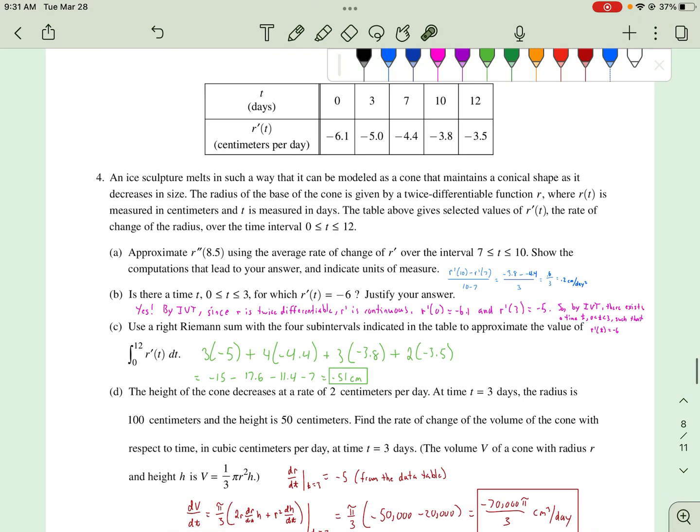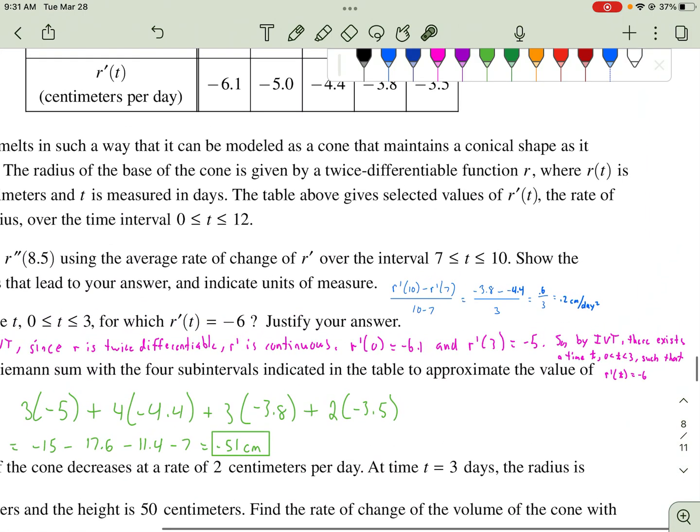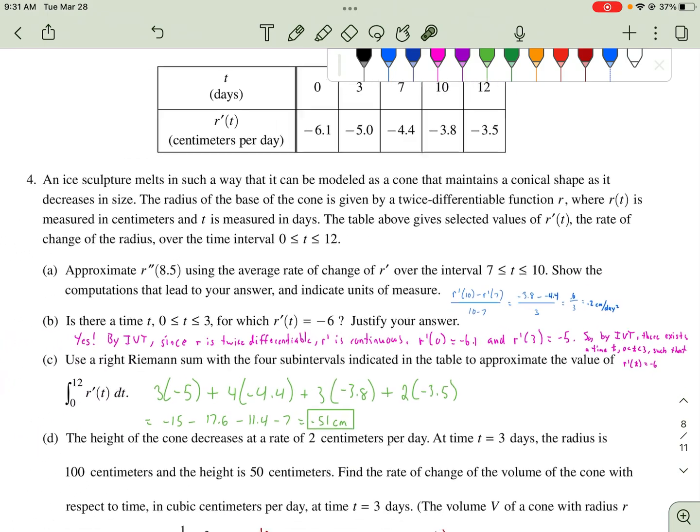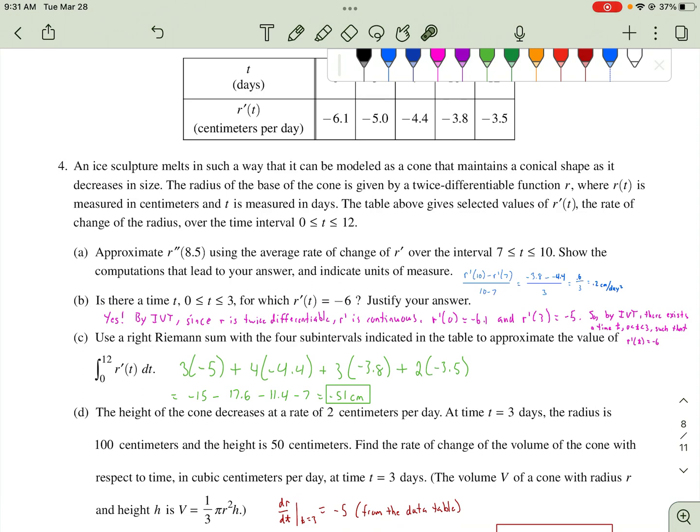All right, we have an ice sculpture melting here. It says approximate r double prime of 8.5. So to approximate, that's the slope of r prime. So to approximate slope at a point, you can find the slope between 2 points. So since it's at 8.5, find the slope between 7 and 10. And so that is the work I've shown right here. Right there, it's y2 minus y1 over x2 minus x1, which is just 3. And you get 0.2 centimeters per day squared.